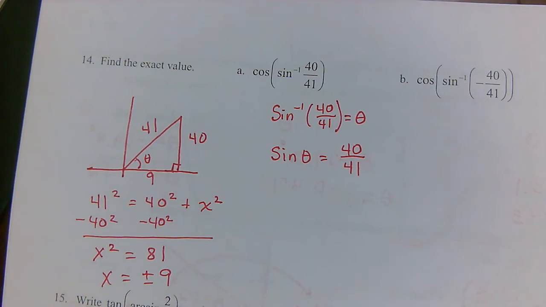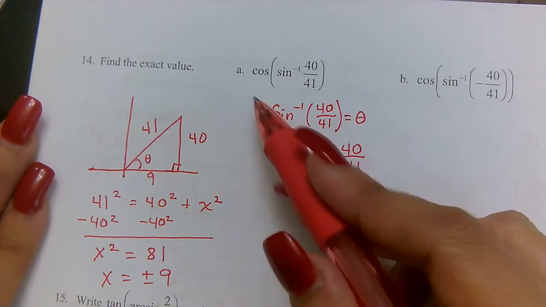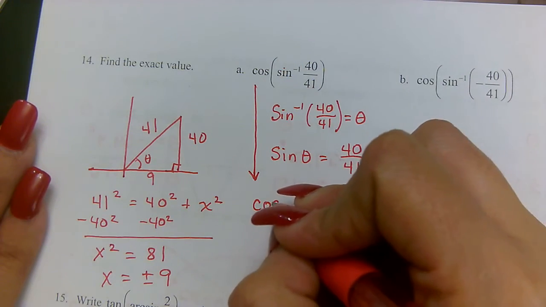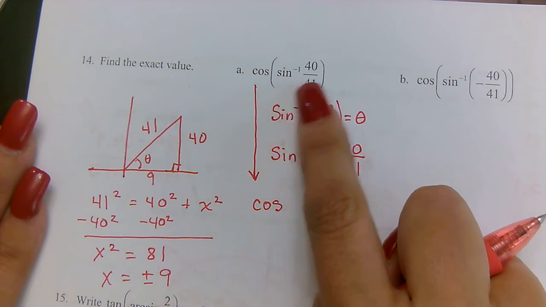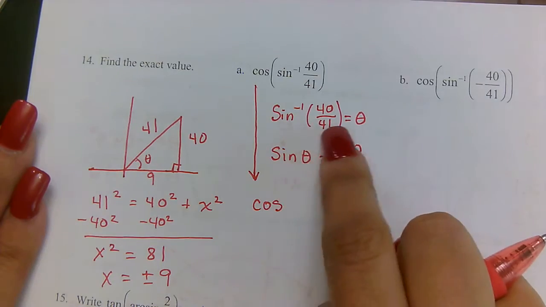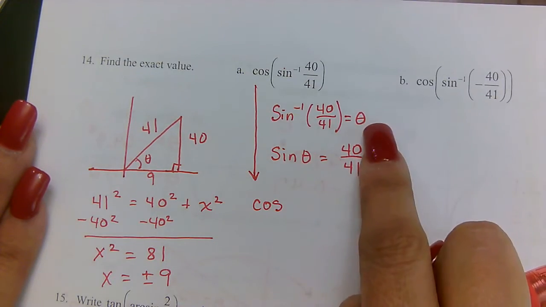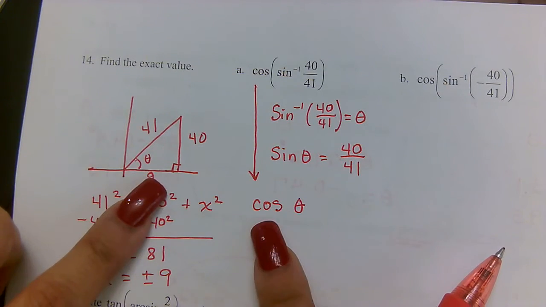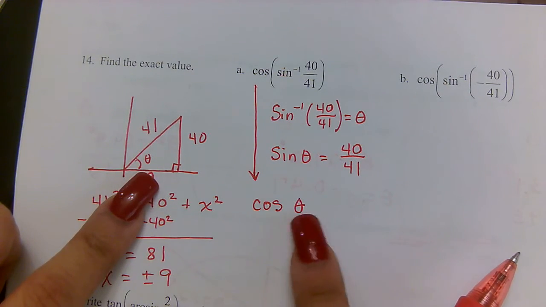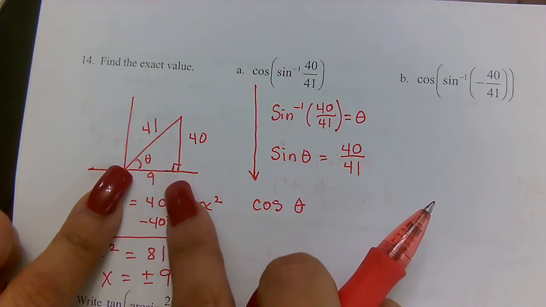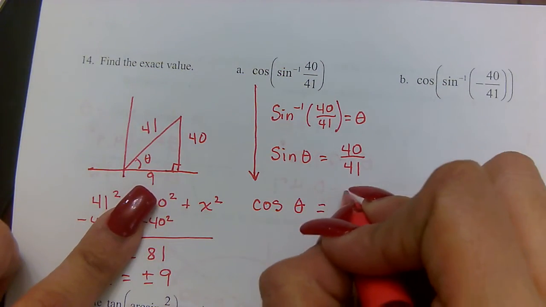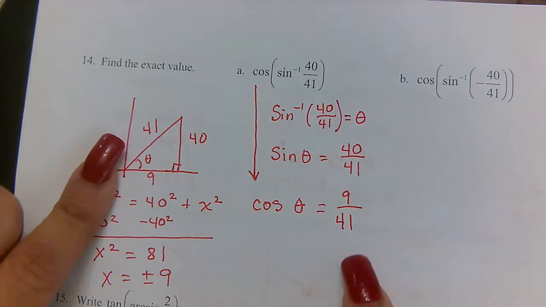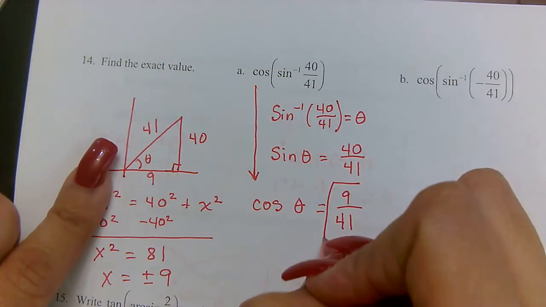Okay, we're choosing positive. Now, when we come back here, what we can do is bring down our cosine, and instead of using this information, remember this information is the same thing as theta. I'm going to use theta. I'm going to go back to my triangle and say, what is cosine of theta? Cosine of theta is adjacent, which is 9, over hypotenuse, which is 41. Okay, and that's your answer.